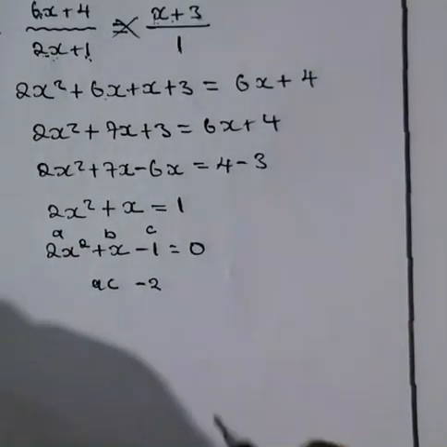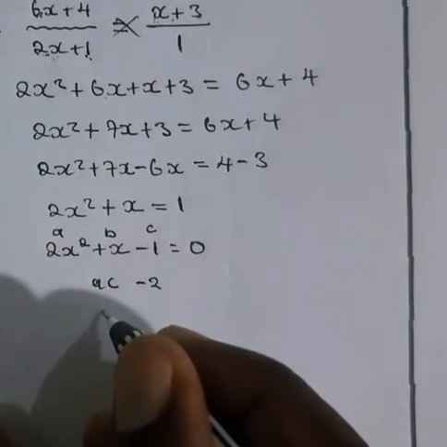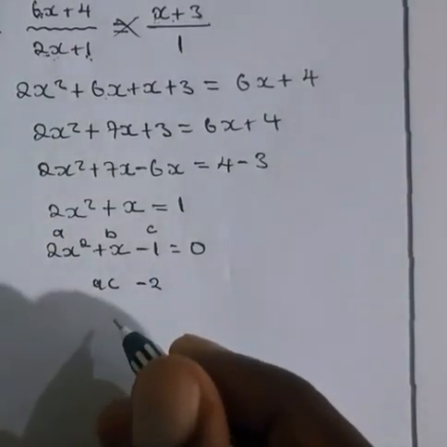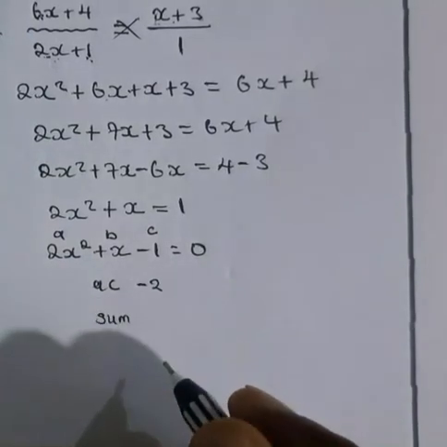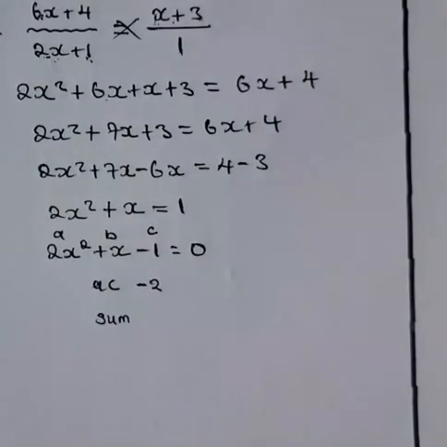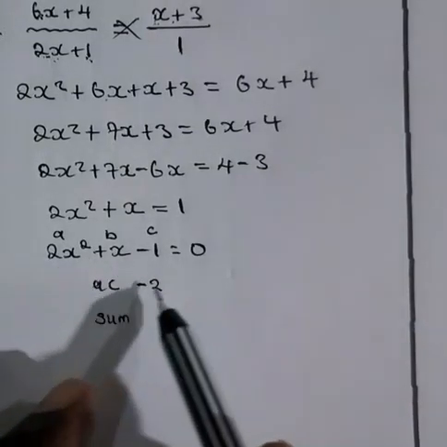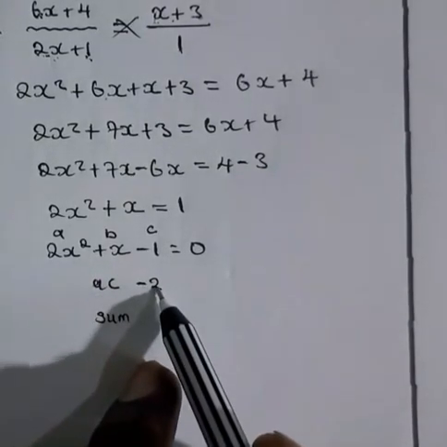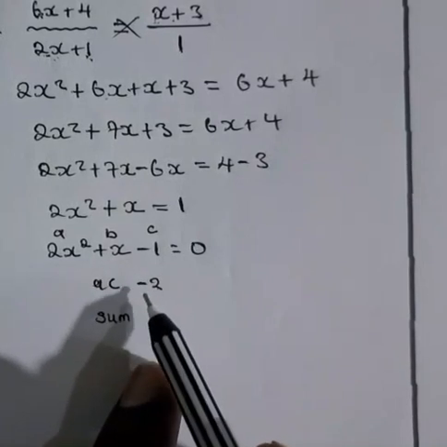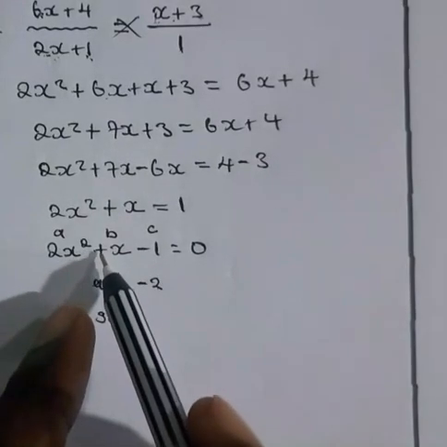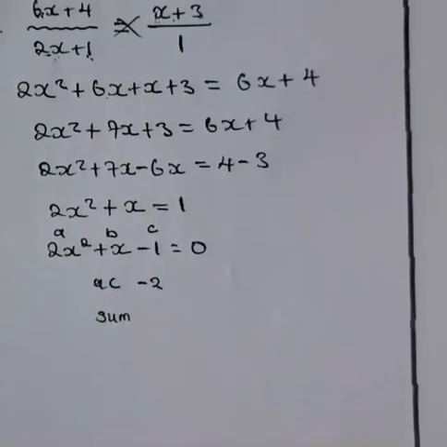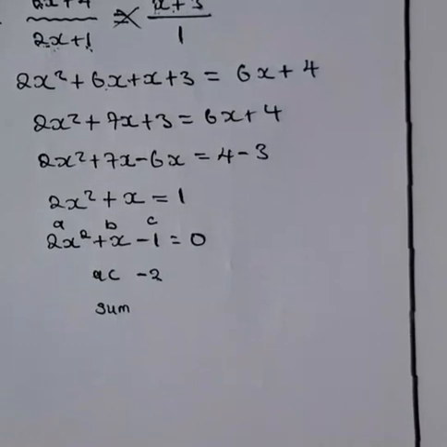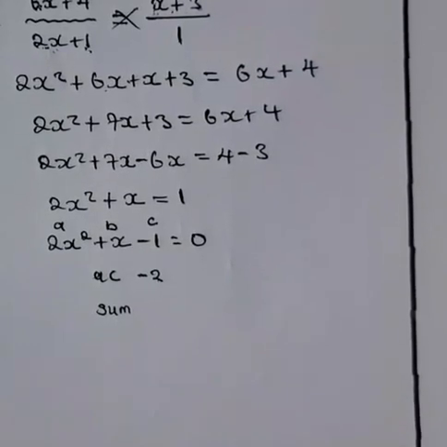And then from negative 2 there we find the sum of the factors of AC. So here we look for the factors of negative 2, but when we add those factors, they will give us B, which is 1 here, because the coefficient here is 1. So what are those factors of negative 2, but when we add them, they give us 1?